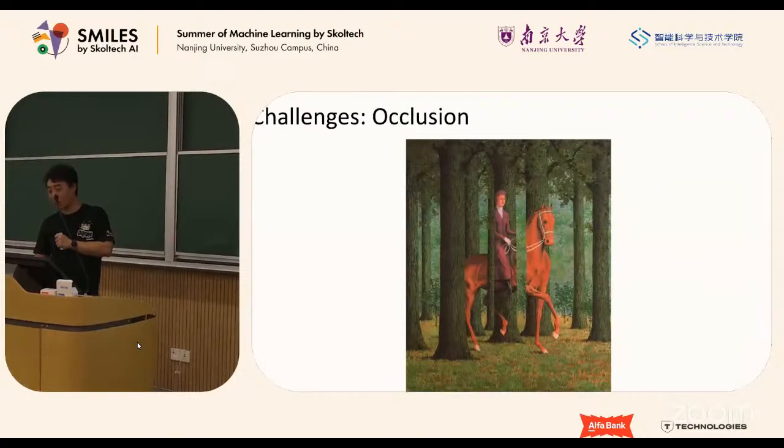Another challenge is occlusion. Occlusion hides part of the scene. In this image, the person is difficult to detect because the body is partially hidden.